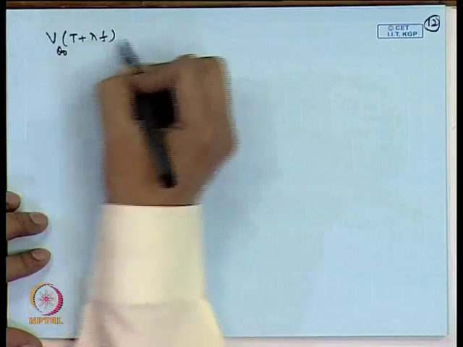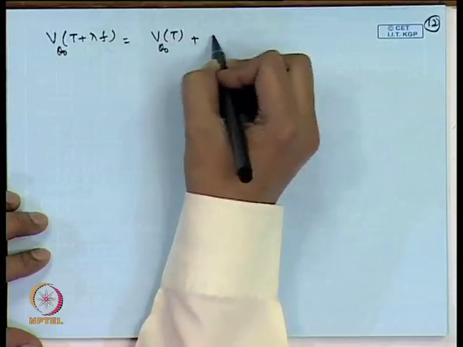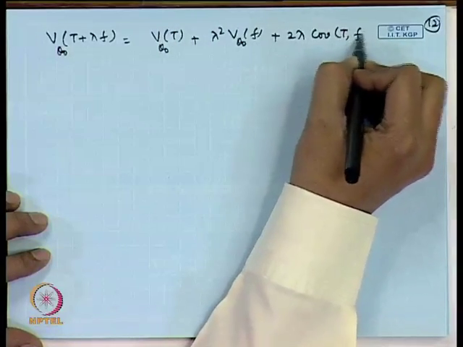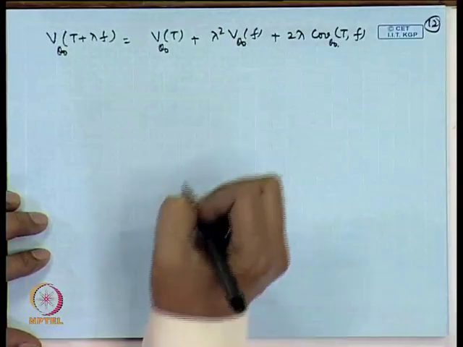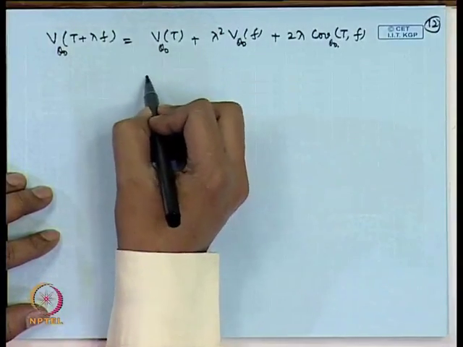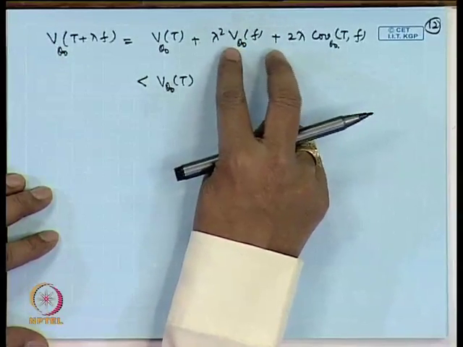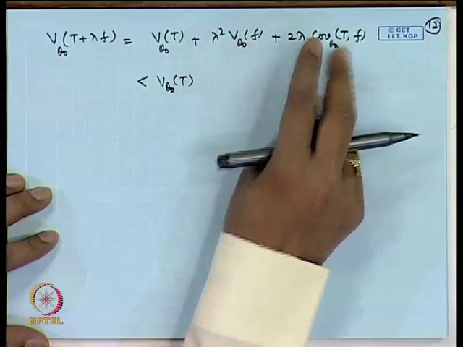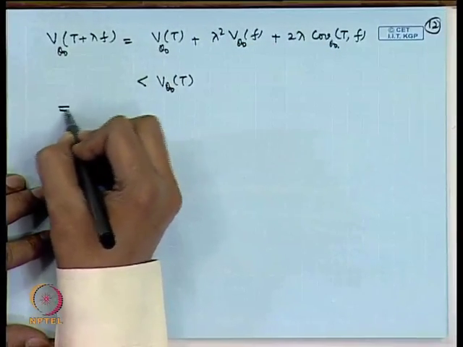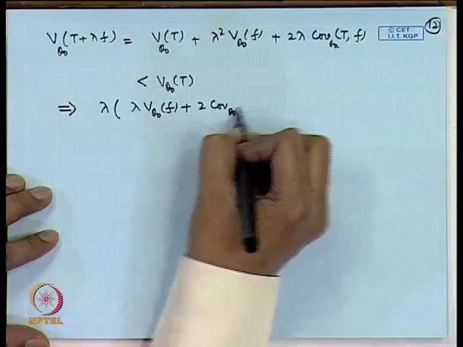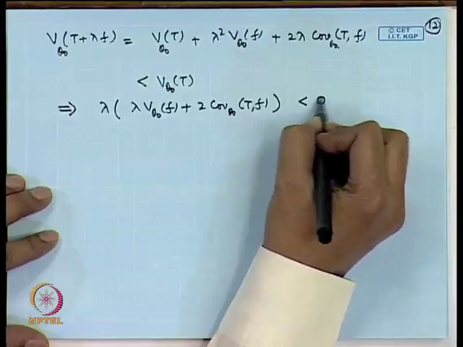Now, let us take variance of T plus lambda f. So, that is equal to variance of T plus lambda square times variance of f plus twice lambda covariance between T and f. Now, if I put a condition here that this is less than variance at theta naught of T, then this thing cancels out and it is reducing to a quadratic being less than 0. That means, this condition is equivalent to lambda into lambda variance at theta naught of f plus twice covariance at theta naught of T and f less than 0.